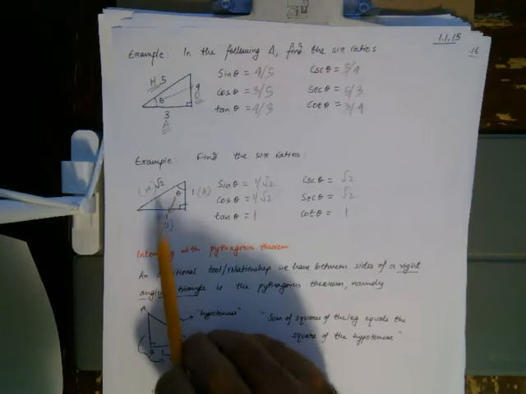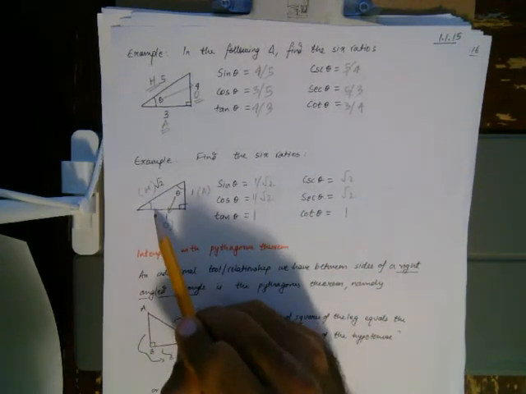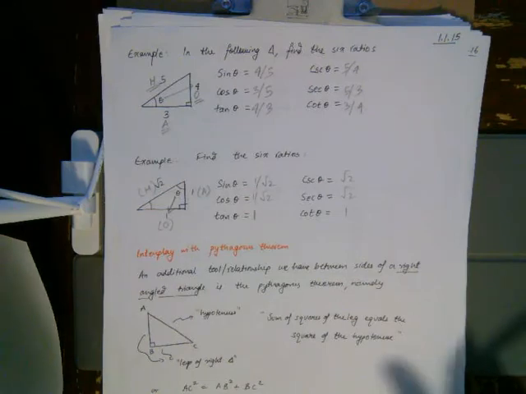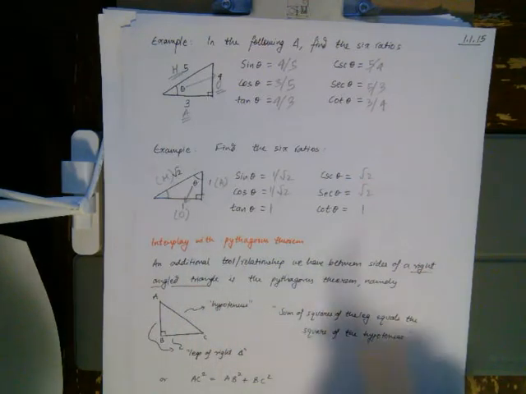Now in this case, these ratios would come out the same even if you consider this angle. Why? Because these two sides are the same. It's an isosceles triangle, so these angles are also the same. Okay, next video we're going to look at an interplay with Pythagoras.